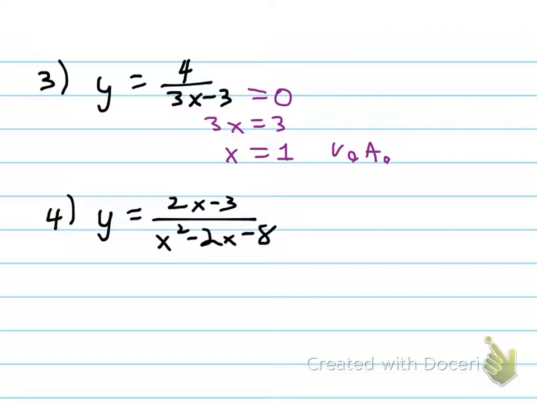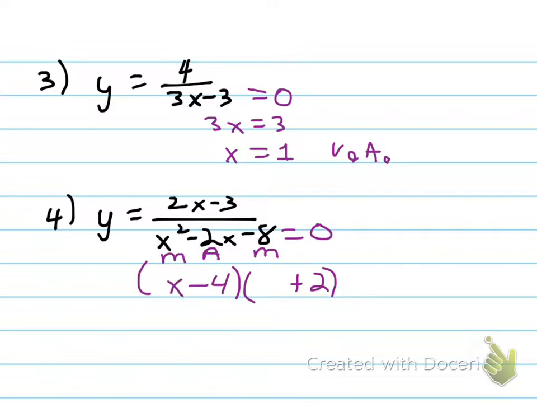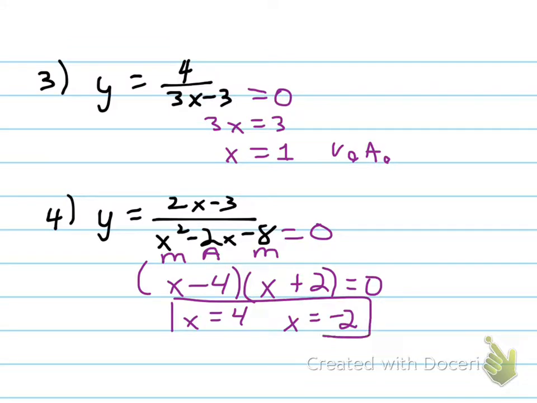And then number 4, when I set this denominator equal to 0, I'm going to have to factor. I need a pair of numbers that multiply to be negative 8 and add to be negative 2. So that's negative 4 and positive 2, and of course x times x is x squared. So therefore, if x equals 4 or x equals negative 2, the denominator will be 0, and therefore these are my vertical asymptotes. Since there are 2, and if I put them in order, negative 2 would be first.